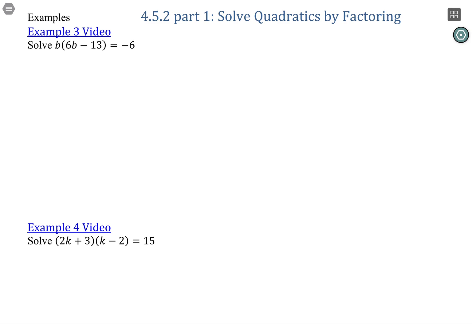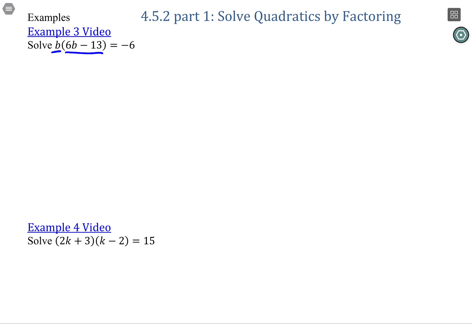Okay, so in this one, it's really tempting to say, oh, well, it's already factored. But remember, knowing that the product of b and 6b minus 13 equals -6 doesn't really narrow anything down. There's infinitely many ways to multiply two numbers and get -6. You could do -1 times 6, 6 times -1, -2 times 3, -3 times 2, or -1/6 times 36. You can go on and on and on. Any number you come up with, there's something you can multiply it by to get -6.